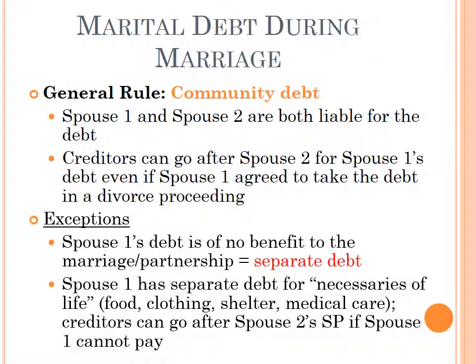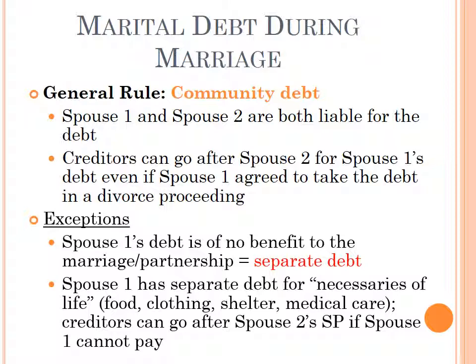There are exceptions to this rule. Exception 1 would be the spouse's debt is of no benefit to the marriage or partnership. For example, spouse number 1 maintains a separate apartment for the purpose of entertaining a mistress or entertaining somebody else. The rent of that apartment would have been of absolutely no benefit to that marriage or partnership, so that would be seen as a separate debt of spouse number 1.